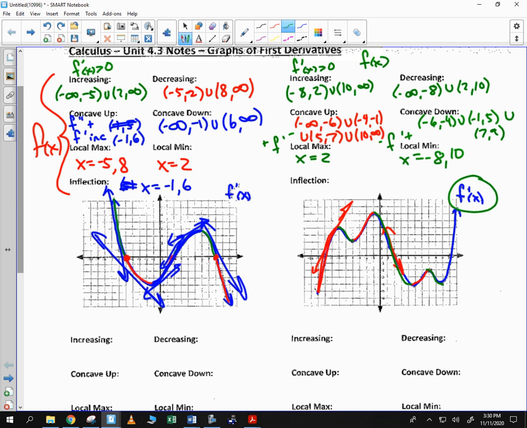Inflection is wherever it changed concavity. Looks like it changes concavity at all of these maxes and min spots. That's where it changes from increasing to decreasing, or decreasing to increasing. So 1, 2, 3, 4, 5, 6. Looks like x equals -6, -4, -1, 2, 3, 5, 7, and 9. Lots of inflection points.